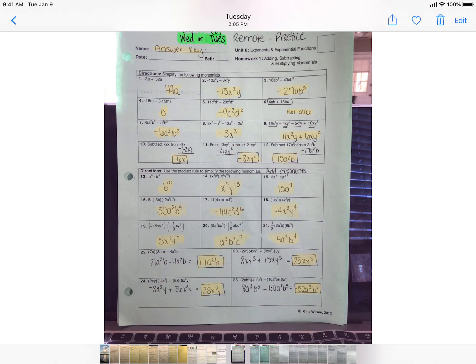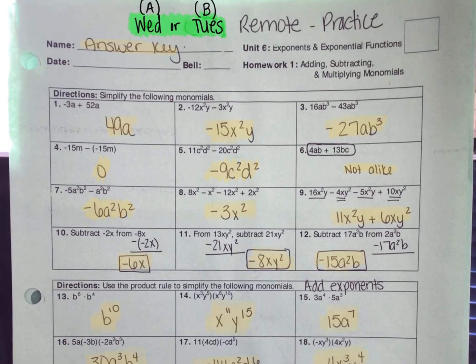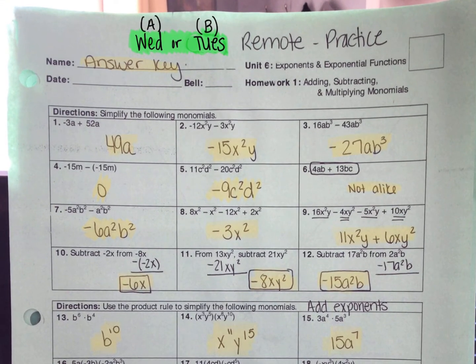It's Miss Messer here. If you would, find this worksheet that says Unit 6, Homework 1, Adding, Subtracting, and Multiplying Monomials. If you're Cohort A, this was your Wednesday assignment. If you're Cohort B, this was your Tuesday assignment. And if you would, check your answers for your remote work. I'll show both worksheets up here.